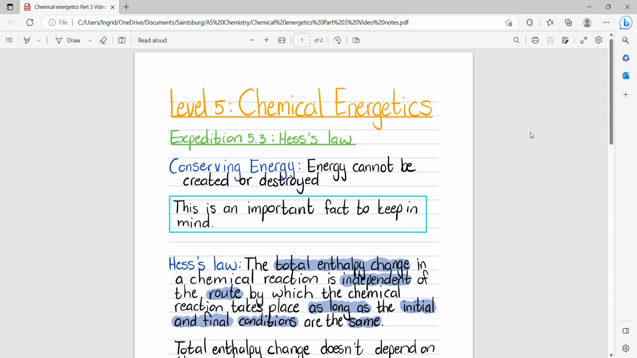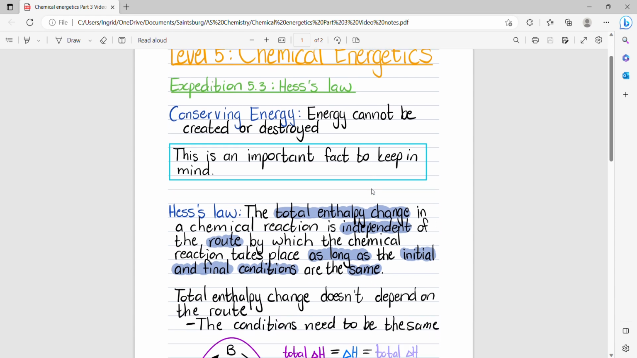Okay, so last part of the level 5, which is chemical energetics, we are looking at Hess's law. This is a new law that you need to know, or actually more need to know how to use in your AS chemistry. This law is based on the fact that energy is conserved on Earth. So the conserving energy cannot be created or destroyed. This is the concept where Hess's law is based off, and it's important to keep in mind, because if you remember this, then the idea of Hess's law might be easier for you to grasp.